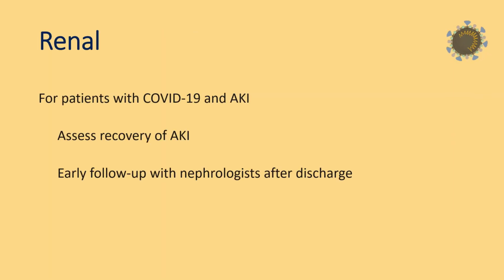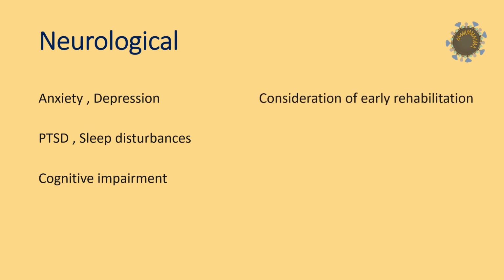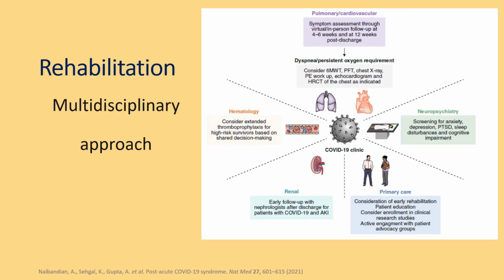In those patients who have COVID-19 and acute kidney injury, they have to be assessed for recovery of acute kidney injury during their follow-up. Early follow-up with a nephrologist is advised. Neurologically, they may have anxiety, depression, post-traumatic stress disorder, sleep disturbances, and cognitive impairment. All patients need to be considered for early rehabilitation with patient education and involvement of patient advocacy groups. Thus, a multidisciplinary team approach is needed during rehabilitation of long COVID patients.